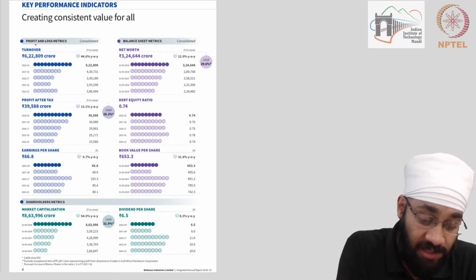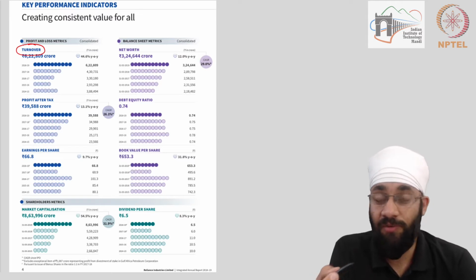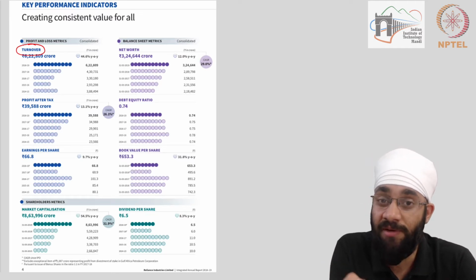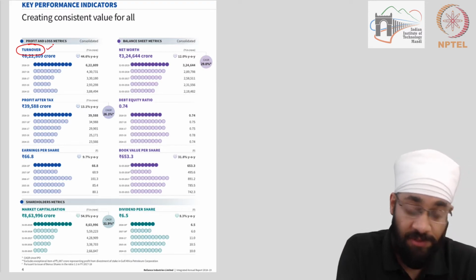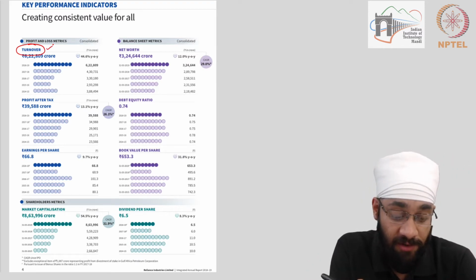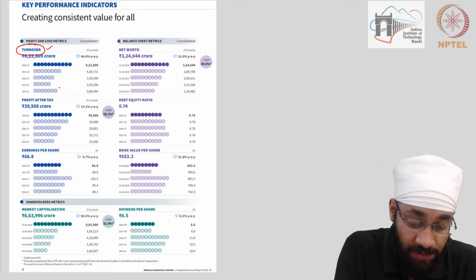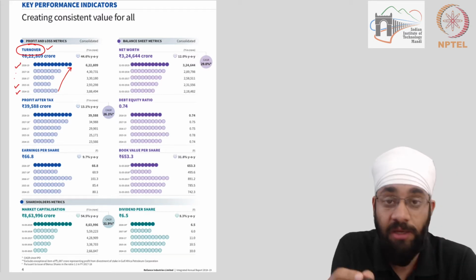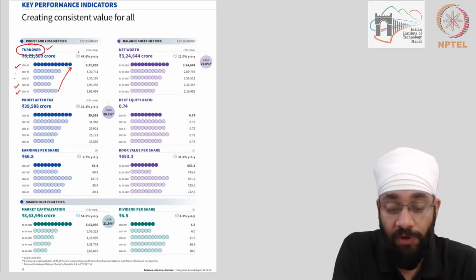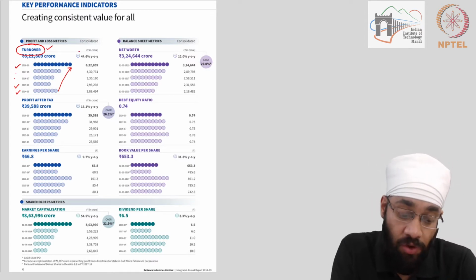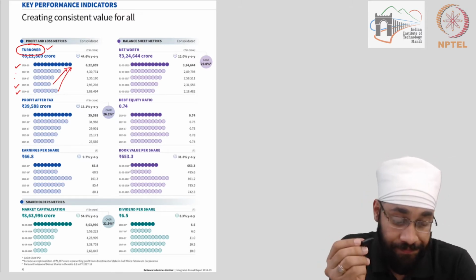The first indicator is called turnover. What is turnover? As we discussed, turnover is the revenue of the company, the sales of the company. So this is the first most important indicator, of course. So it has been going up. This is financial year 14-15, 15-16 and so on. This is the financial year 18-19 and these numbers show that the turnover of the company has gone up and it has been going up continuously for last 3 years.